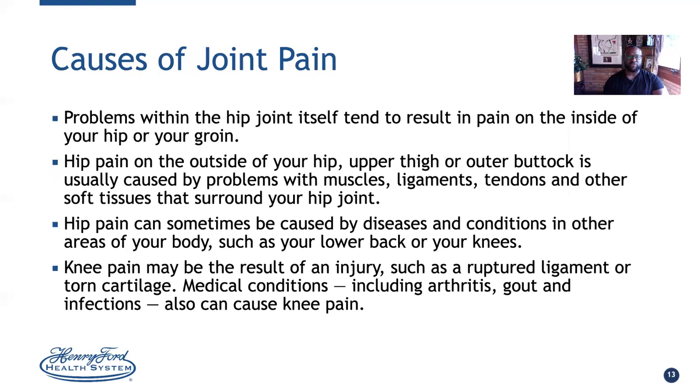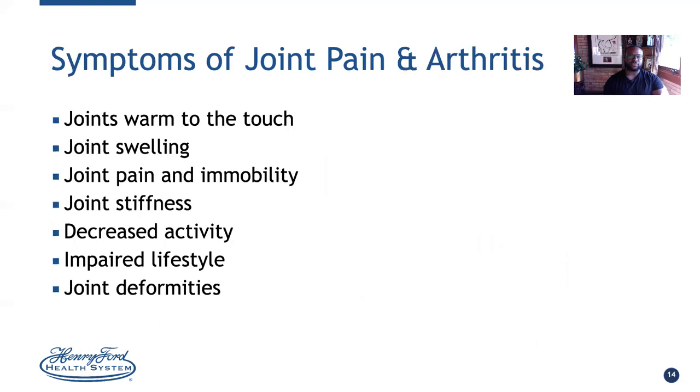So causes of joint pain, problems within the hip joint itself tend to result on the side of your hip or your groin, sometimes in the buttocks. Pain on the outside can oftentimes be tendonitis, but hip pain can also be caused by pain in your knee, and we refer to that as referred pain. So it's not uncommon for us to have patients that come in with pain in their hip. It's actually coming from their knee, or pain in their knee, and it's actually coming from their hip. It can result from injuries such as ruptured tendons or ligaments, or arthritis, gout, and infections.